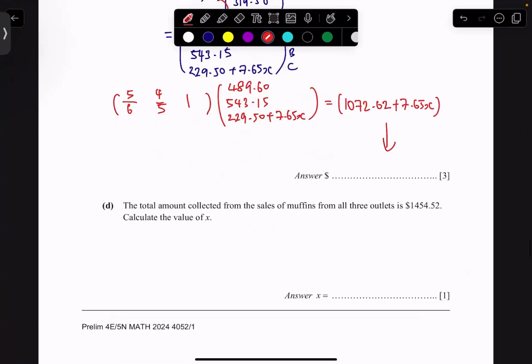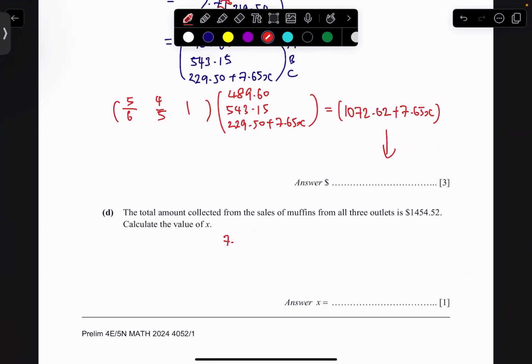Now find the value of x. This one is pretty straightforward. 7.65x equals 1454.52 minus 1072.42, which is 382.5, divided by 7.65. So x equals 50.